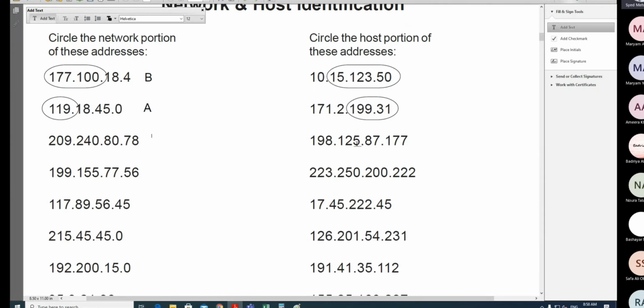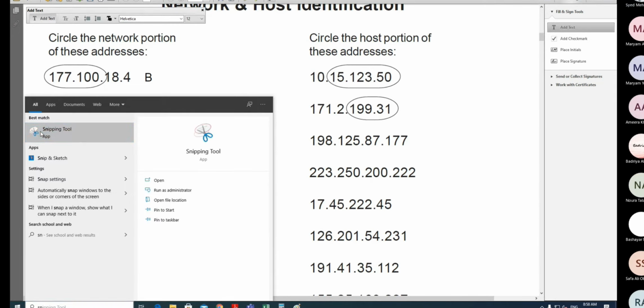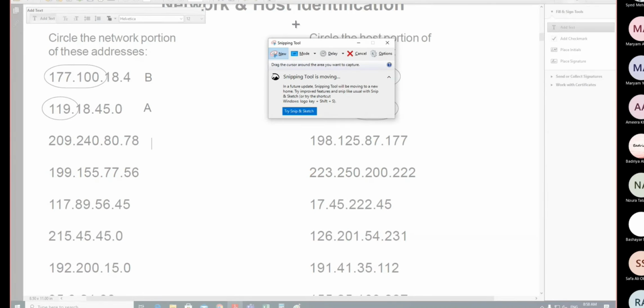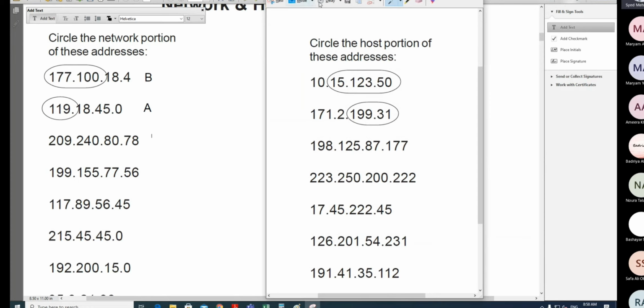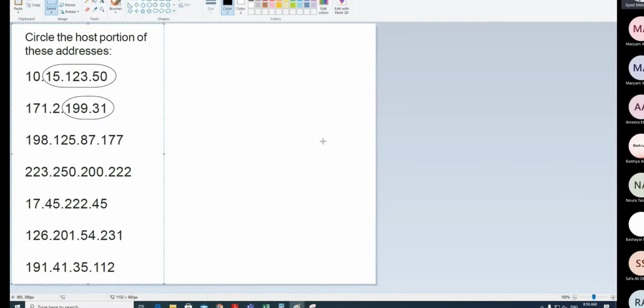Now the second one. Here we need to circle this side. Now I'm going to discuss this side. Let me take the snipping. Okay, let me complete this one. Now here we need to circle the host portion of this one. Is it class A, B or C?